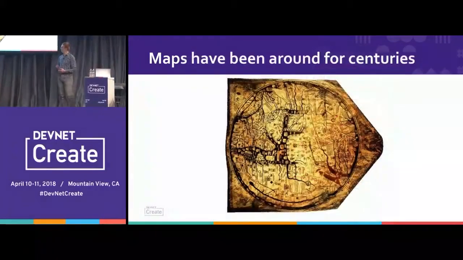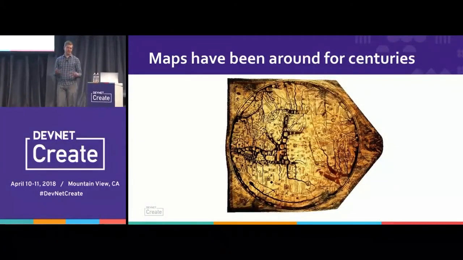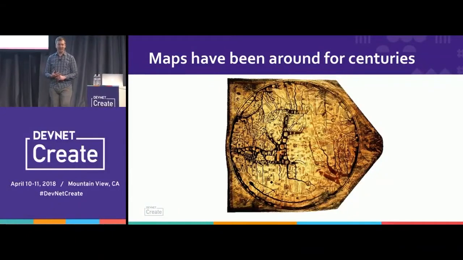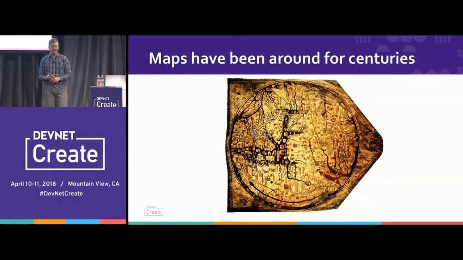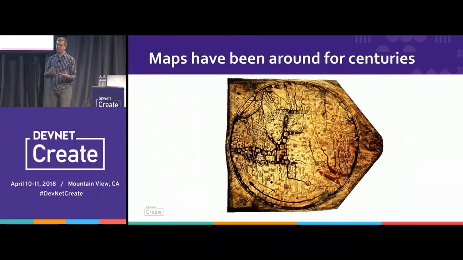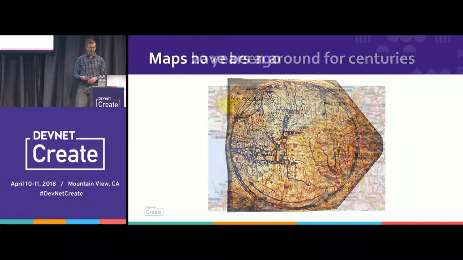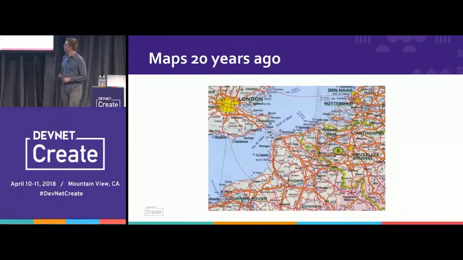And maps have been around for centuries. That's one of the extremely old maps that we can find from civilization, from the 1300s. From the very beginning, people have been trying to represent the world they live in, and also provide the tools to be able to find their way around in areas that they haven't visited before. And 20 years ago, maps looked a bit more like that.